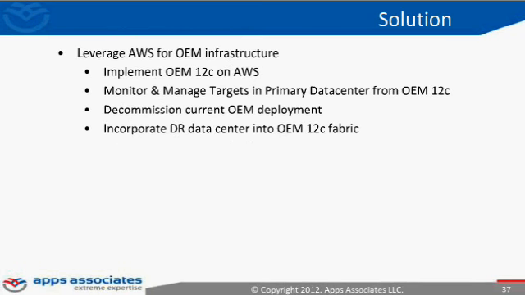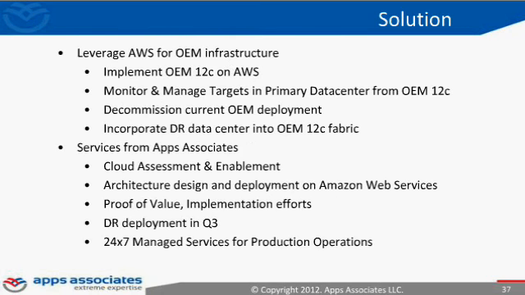So how did Apps Associates help this company? We started off with the Cloud Assessment and Enablement project to help them understand the different workloads that could be deployed on AWS. And the Enterprise Manager, we specifically demonstrated the value of how to deploy with the test case, a proof of value, and in the process of implementing the DR environment on OEM 12C. And we're also responsible for 24/7 managed services for the entire Oracle footprint at this time.